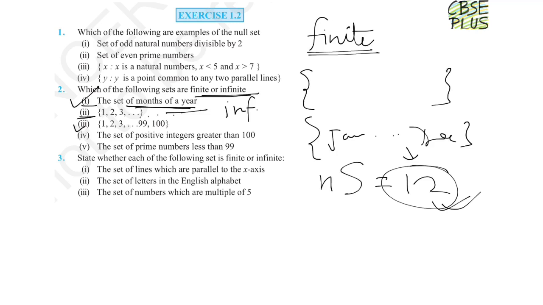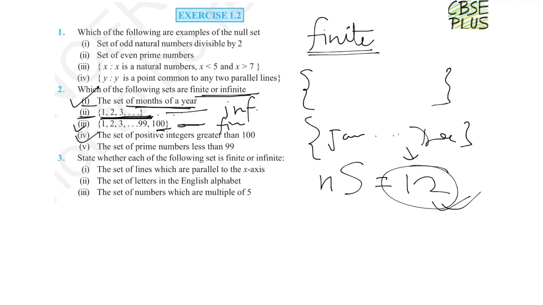Again, the third option is 1, 2, 3, and we go on like this up to 100. So this is again a set of counting numbers, natural numbers, but from 1 to 100. So this is a finite number. The earlier one is also a set of natural numbers, but there is no end; we can go on with the counting. Here we end at 100. So this is finite in number, so this is a finite set.